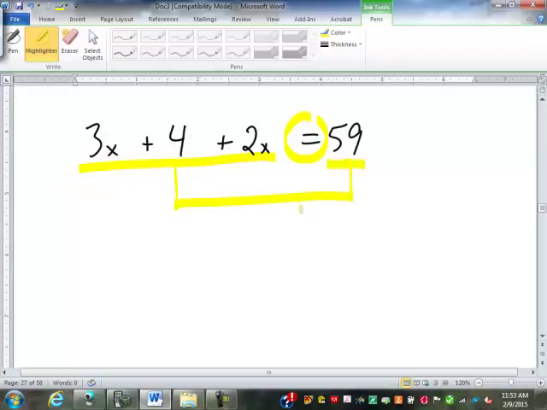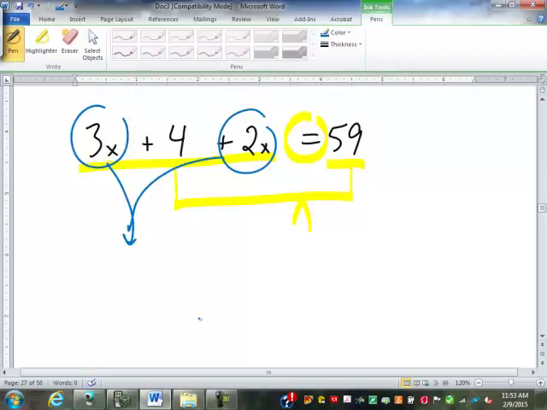Now, if we think of this example of a balanced scale again, having 3x and 2x on the same side of the scale means we can just take them and push them together to make one big pile. And it won't affect how this balances. So 3x and 2x make 5x. We still have the positive 4 or the plus 4. And then equals 59. Now we can go ahead and solve this.